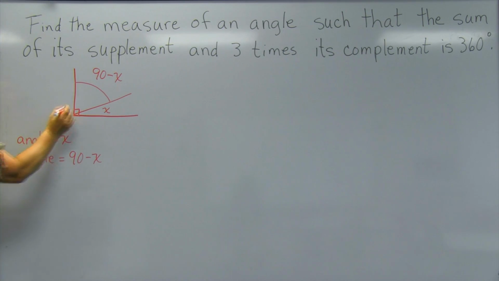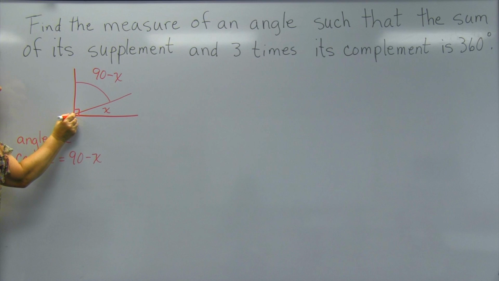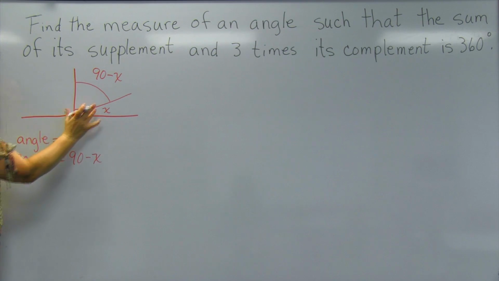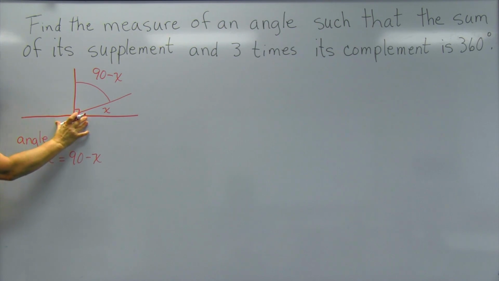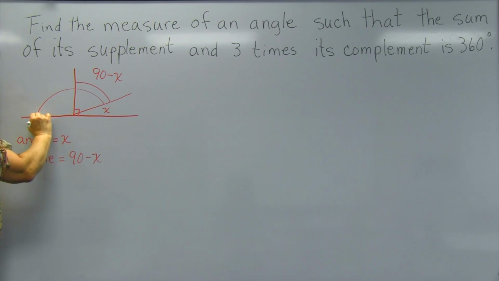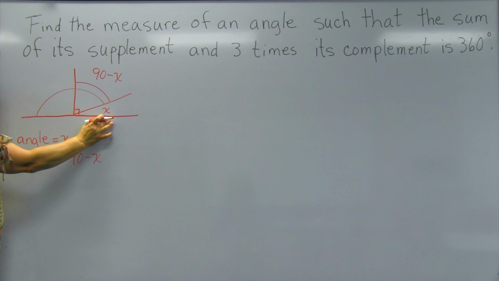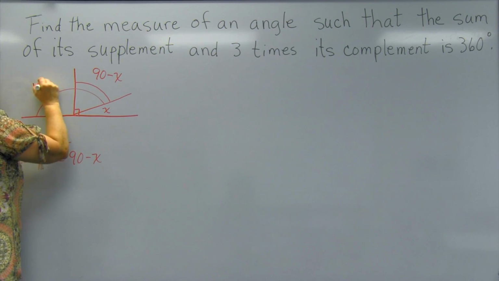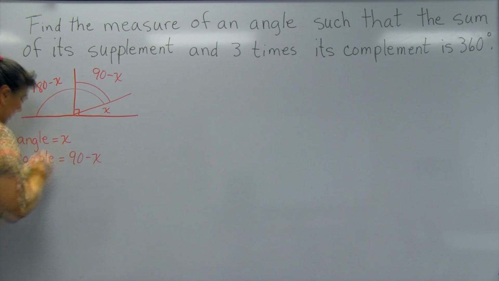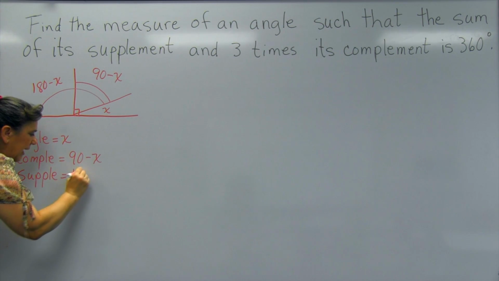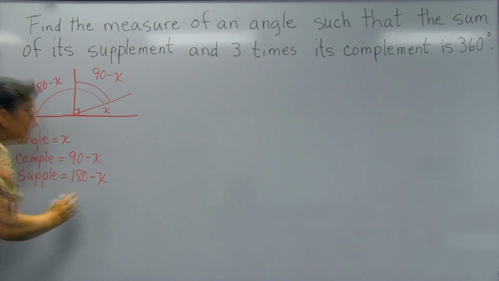Good job. Now, it also says the word supplemental, so now we're going to add the supplemental angle on by extending this line in a straight line, because remember the 2 angles that add up to 180 degrees, which is half a circle, are your supplemental angles. So this one from here to here is your supplemental angle. If the whole thing is 180 degrees, it's 180 degrees minus that part, right? So that's 180 degrees minus X. So my supplemental angle is equal to 180 degrees minus X.